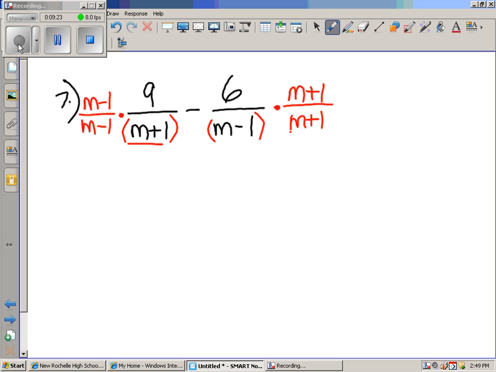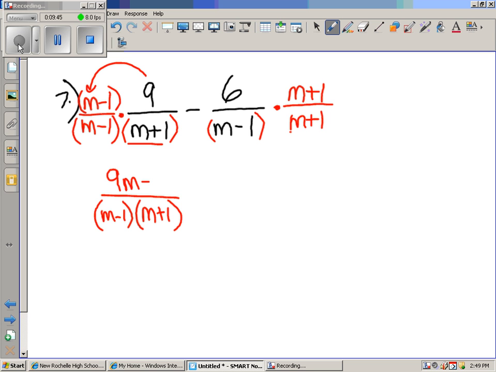And so now let's do this. You don't actually even have to multiply these two together. You can just leave it like that on the bottom. This is the most useful way to take care of it. m minus 1, and then this is m plus 1. Now what's 9 times m minus 1? The 9 gets distributed inside. It's 9m minus 9. Yeah?